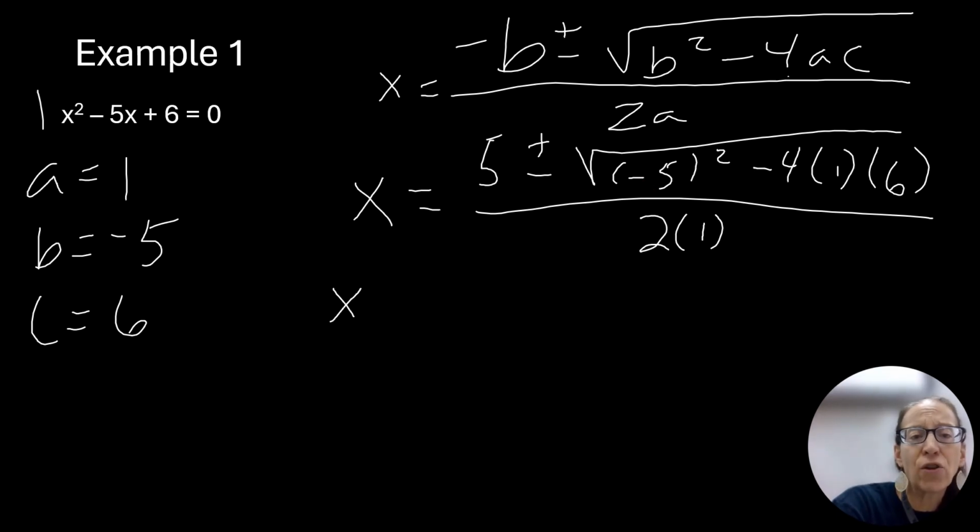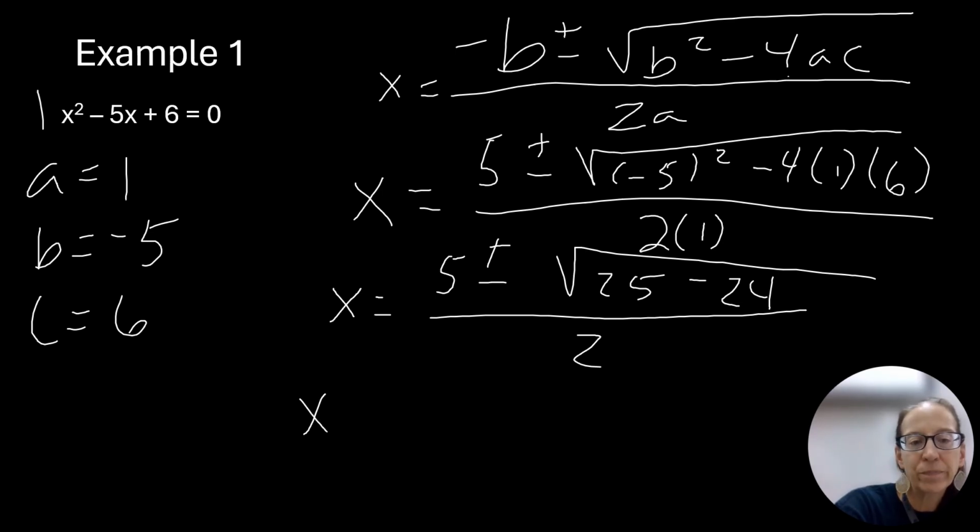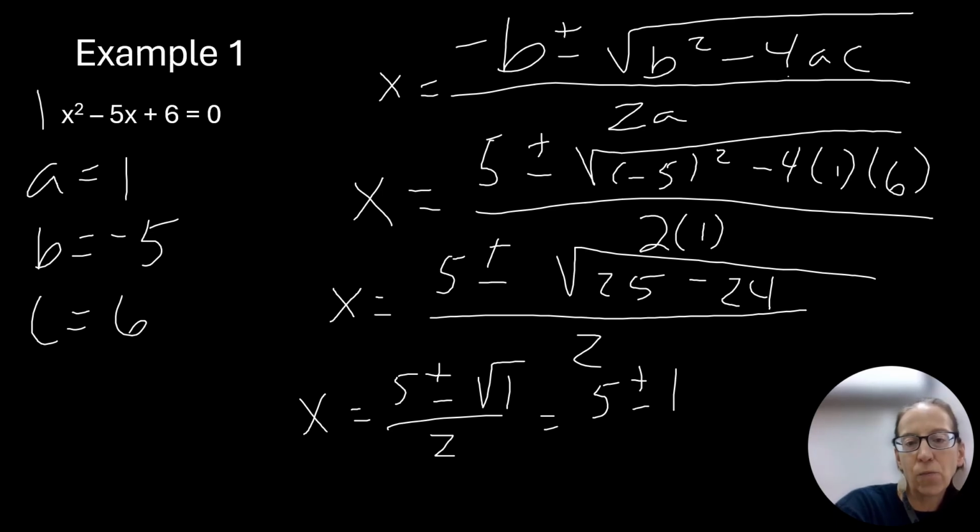And now we slowly and carefully evaluate this. So like I mentioned, (-5) squared is 25. Minus 4 times 1 times 6, that is 24. Over 2 times 1 is 2. 25 minus 24 is 1. And then the square root of 1 is 1.